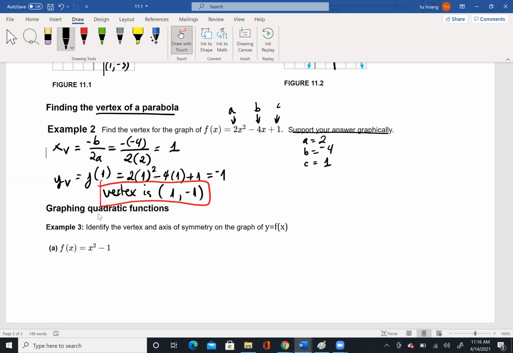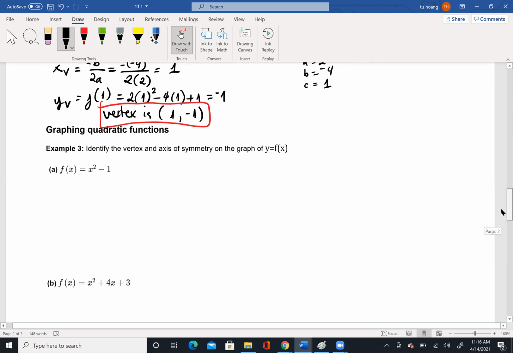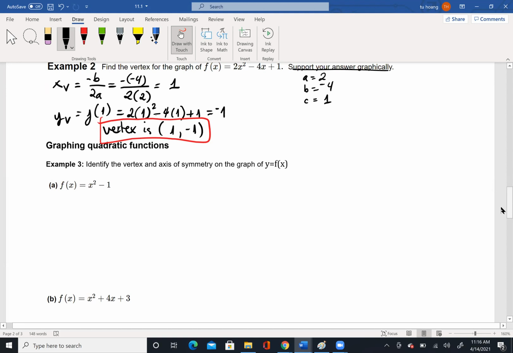And now we're going to come to graphing quadratic functions. I have example number 3 here. We're going to identify the vertex and axis of symmetry on the graph of y equal to f(x). Okay, so for problem A, you can right away try to find the vertex first. But before doing that, I have to list out what A is equal to, B, and then C.